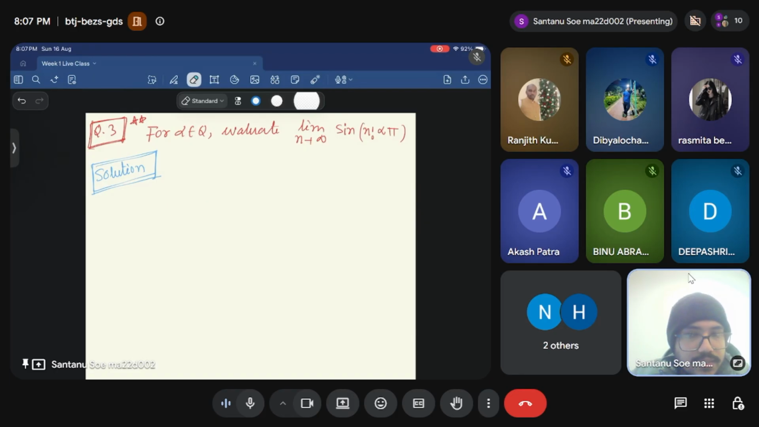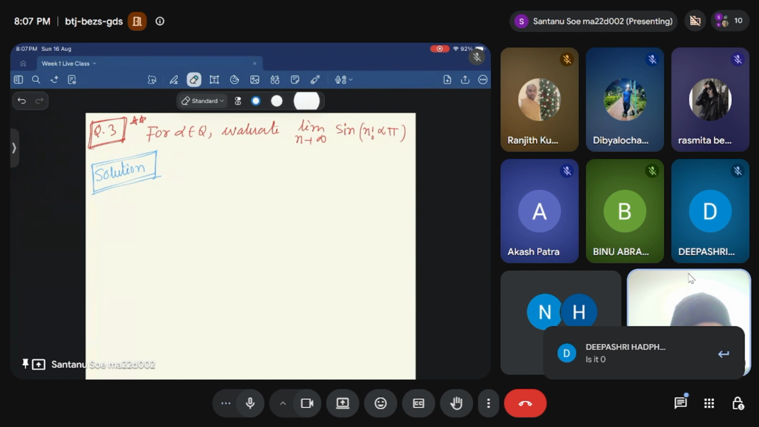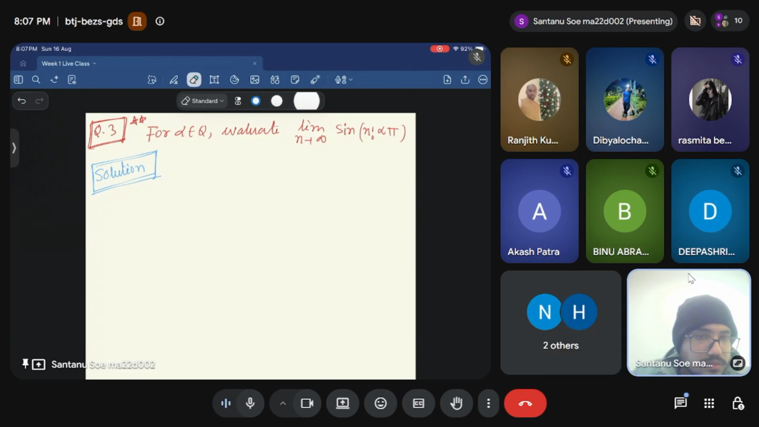So notice that for a given rational number alpha, alpha has been embedded inside the function, right? Yes, this limit is 0, but how do you know? How did you solve it? This will be 0, in fact.